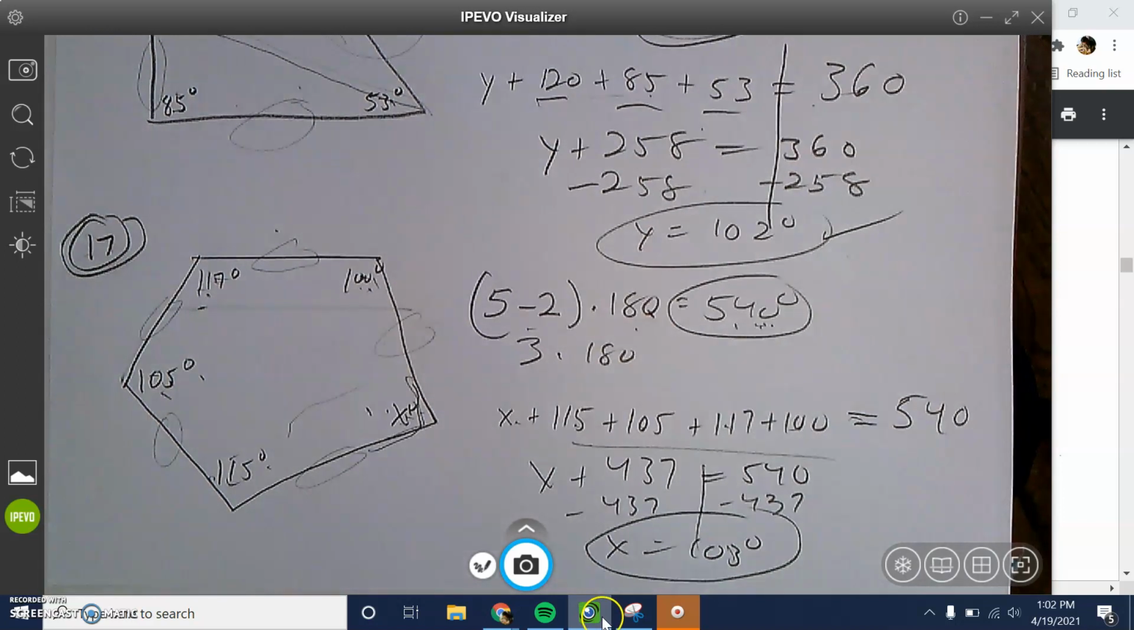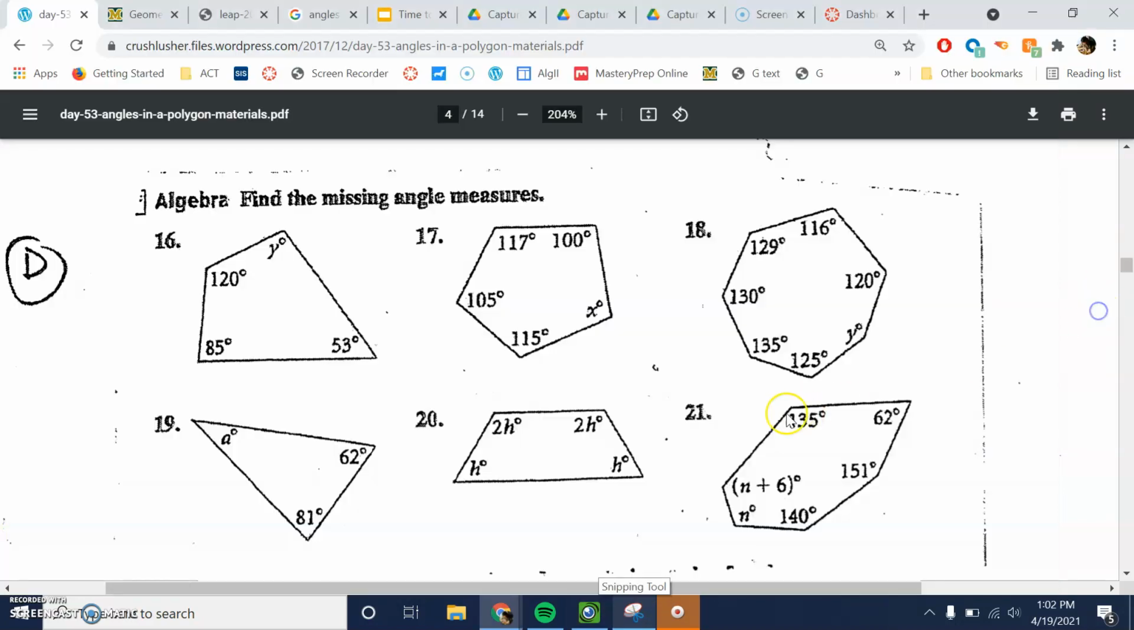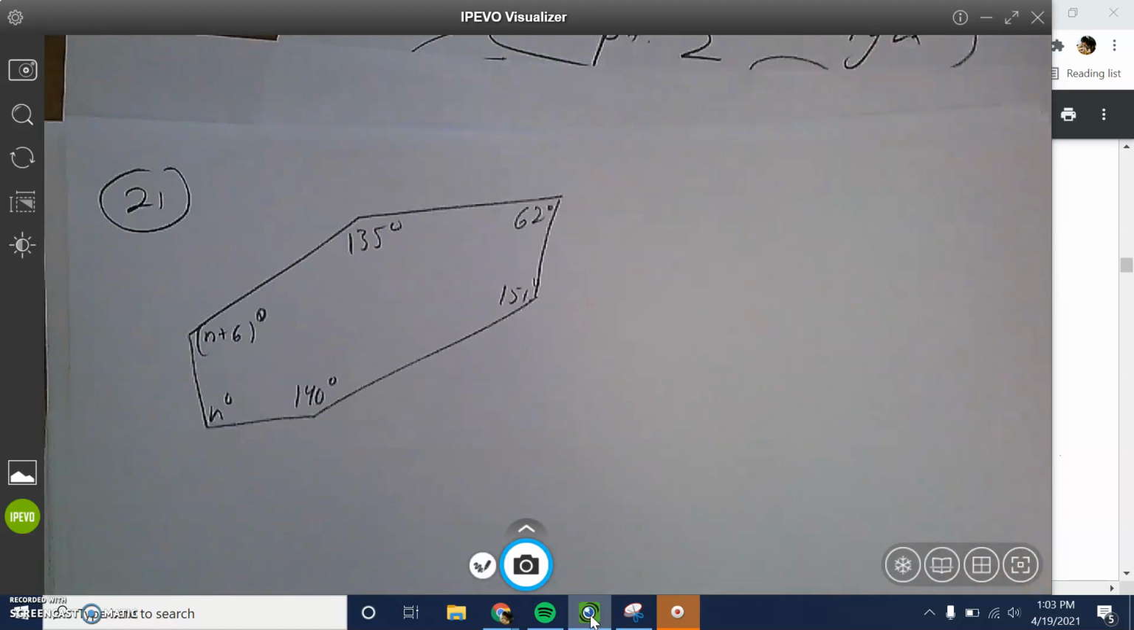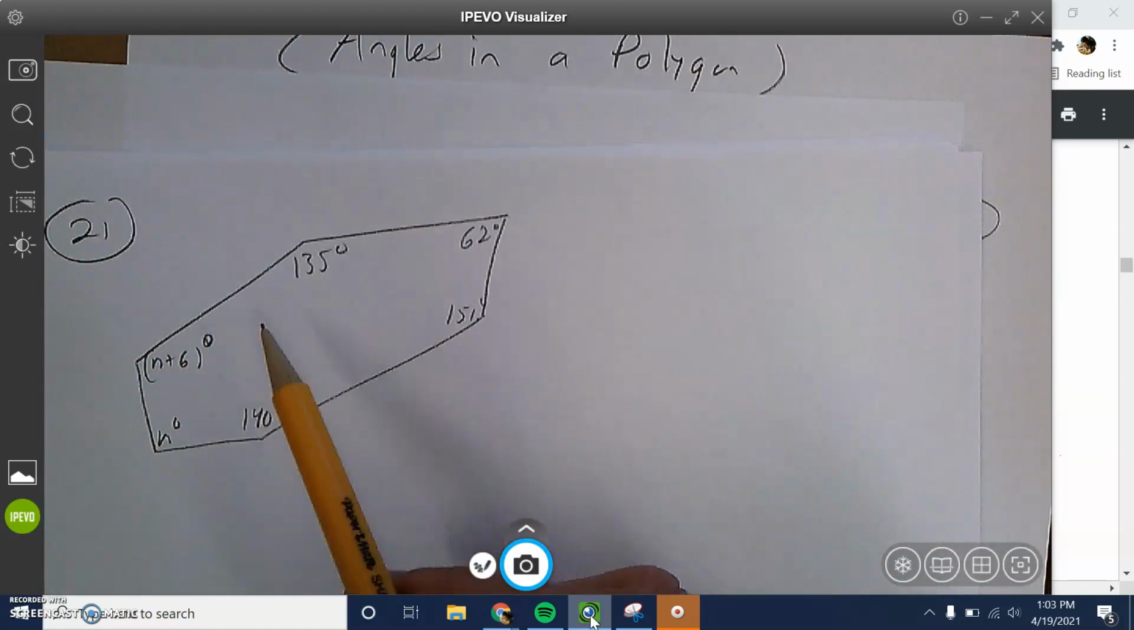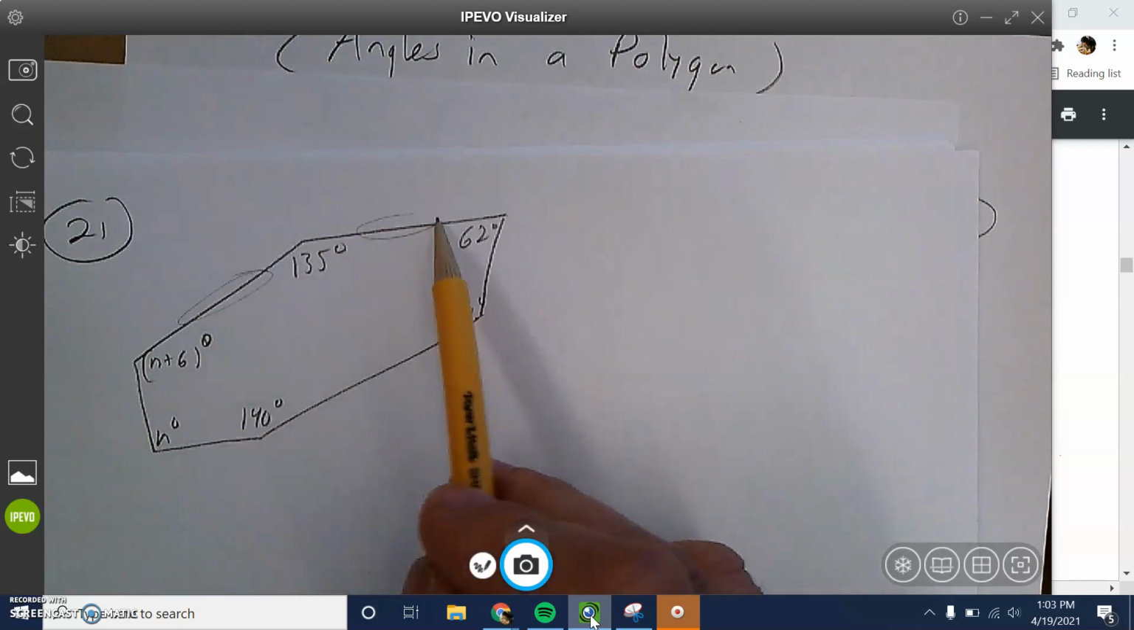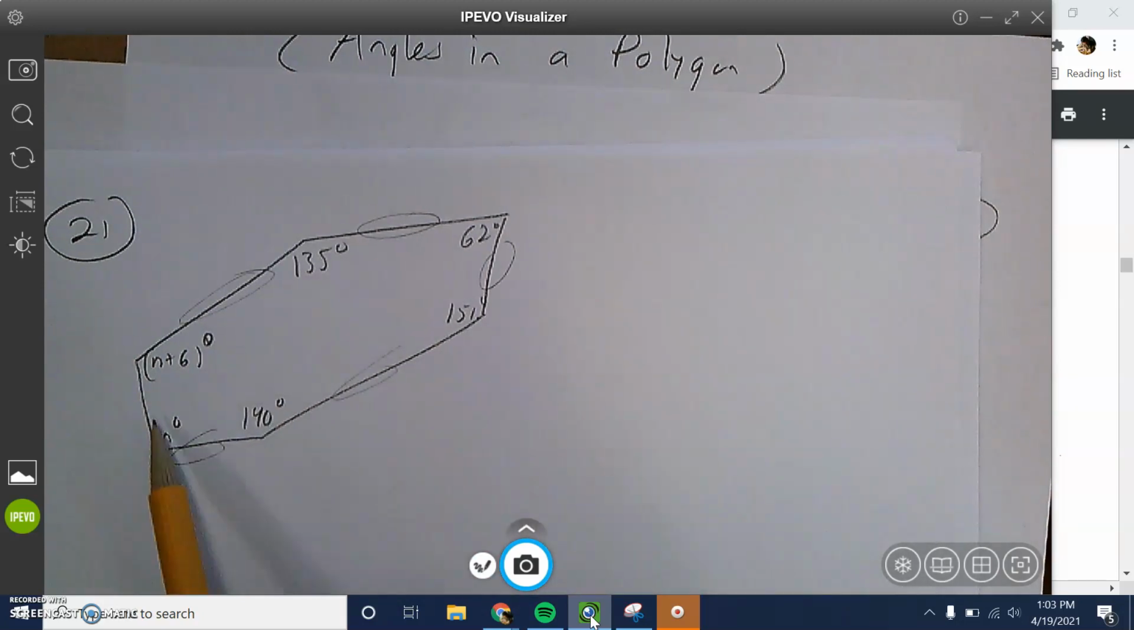Let's try a more challenging one, huh? Shall we? Let's finish it off with number 21 right here. Copy that down. Okay, 21. Here it is, the picture, number 21. Okay. First step, how many sides and angles do we have? Let's count them up. So 1, 2, 3, 4, 5, 6.